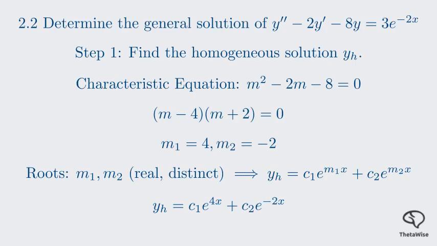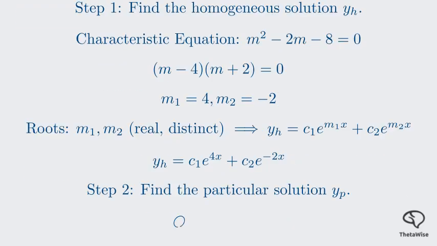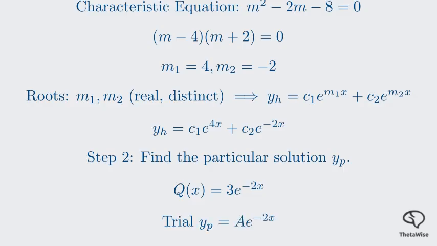Now for the second step, find the particular solution, yp. Our q(x) is 3 times e to the negative 2x. A standard trial solution would be y equals A e to the negative 2x. However, take a close look at our homogeneous solution. We have a c2e to the negative 2x term. Our trial solution is identical to a part of the homogeneous solution.